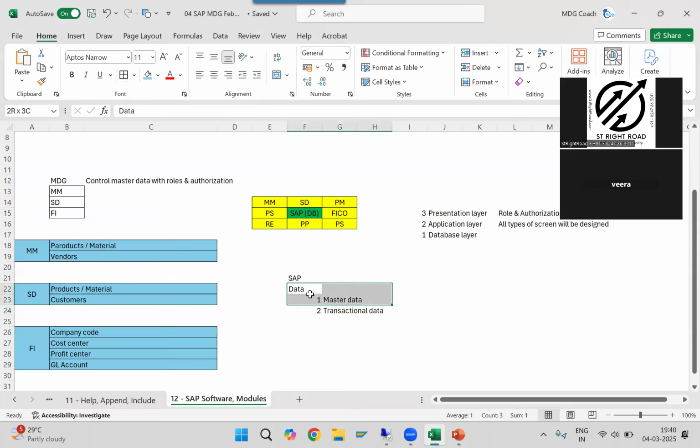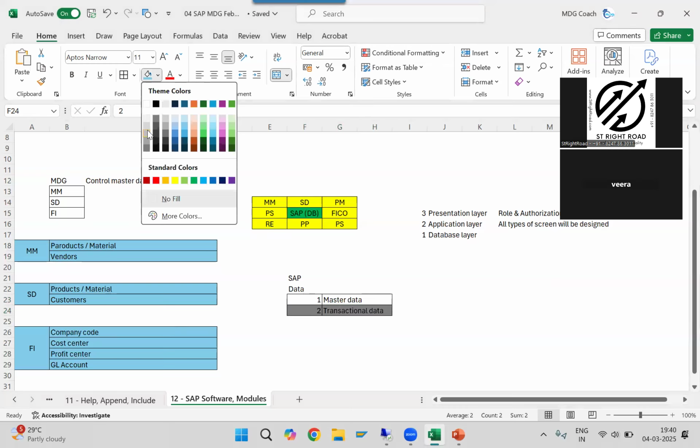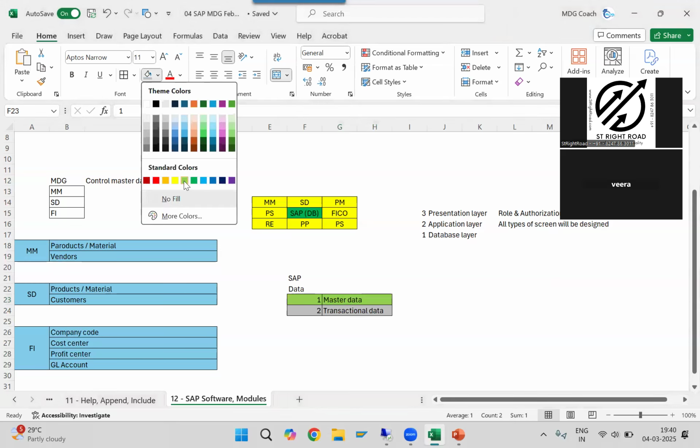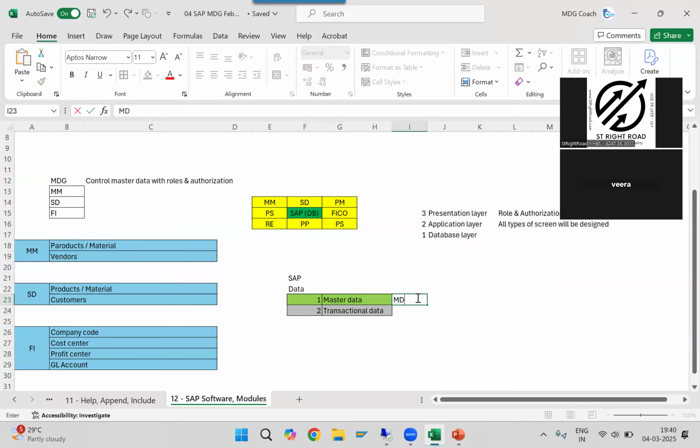Similarly, here also we have two types of data: master data and transactional data. We never care about transactional data in our MDG course. We are least bothered about it. We are going to highlight only master data, so this is the concept in our MDG scope. Earlier, master data and transactional data could be created by end users.